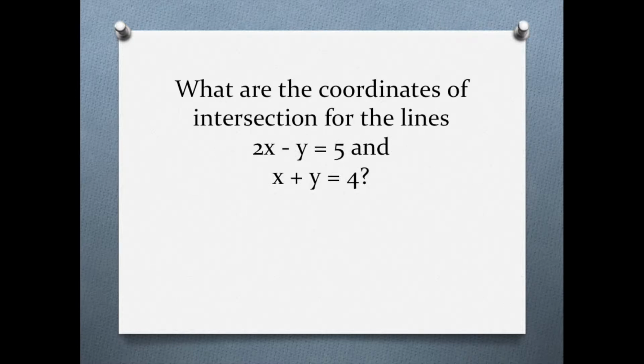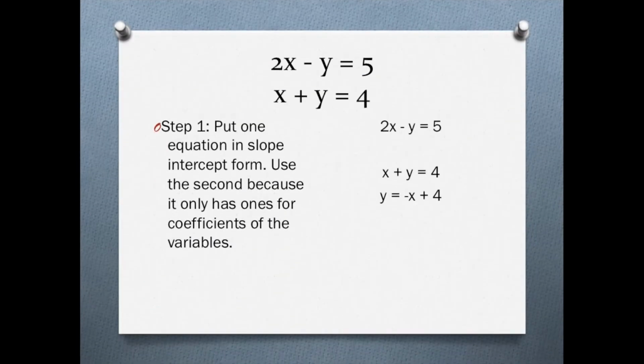Let's try to solve the following problems using the substitution method. The question is, what are the coordinates of intersection for the lines 2x minus y equals 5 and x plus y equals 4? The first thing we would do is put one equation in slope-intercept form. Let's use the second equation because it only has ones for coefficients of the variables. This makes it easier to put the equation in slope-intercept form.